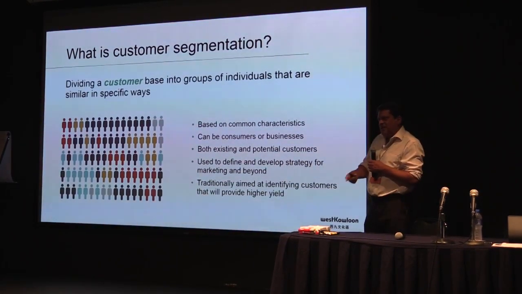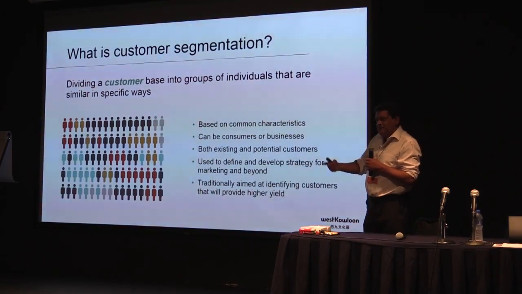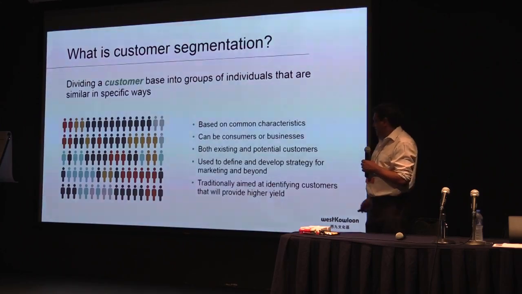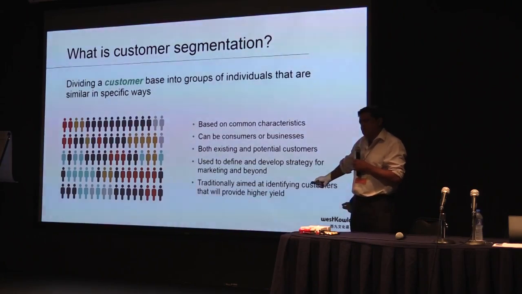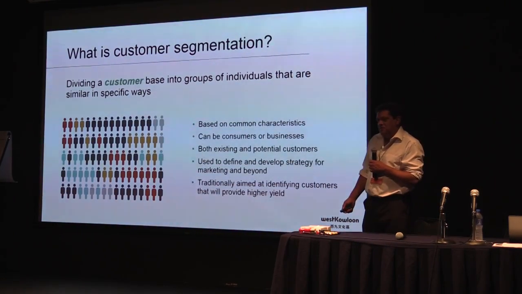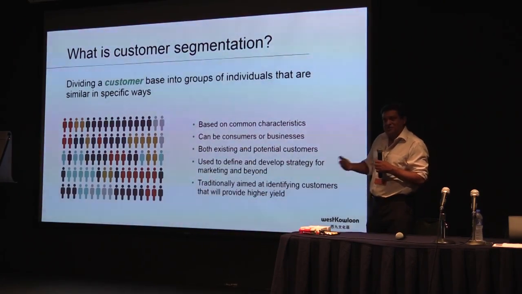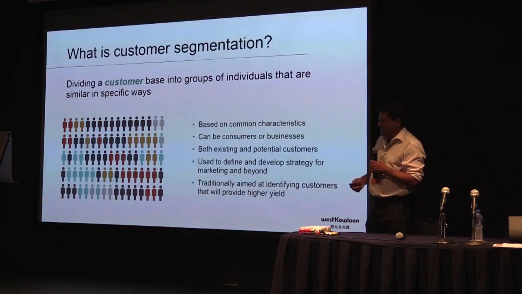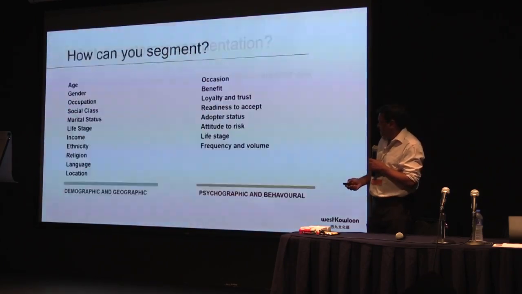And we talked about the implications of segmentation as you apply it to other areas like programming and things like that. Traditionally aimed at identifying customers that will provide higher yield. Now, that's a very marketing approach, but obviously when we talk about higher yield, it doesn't mean financial yield. It can be interpreted in many ways. And actually, one of the examples I showed, where we talked about Mosaic data, was identifying who wasn't coming and the people who were from low-income families that we wanted to attract.